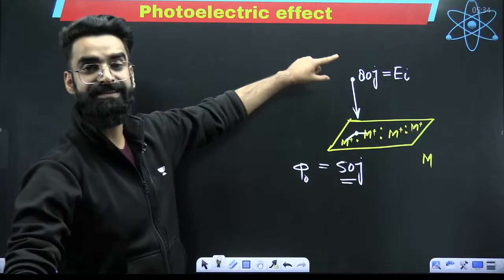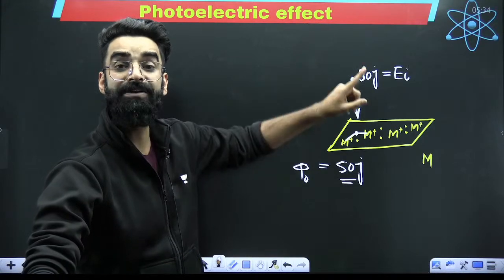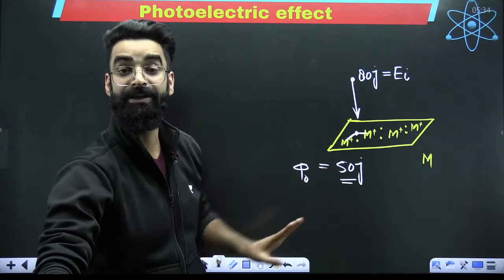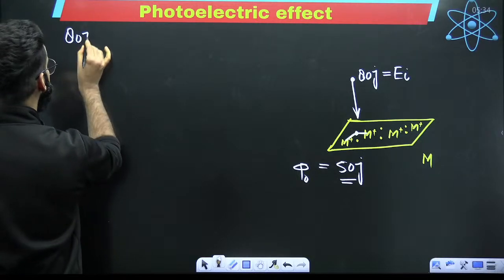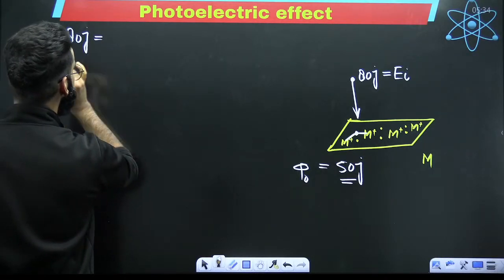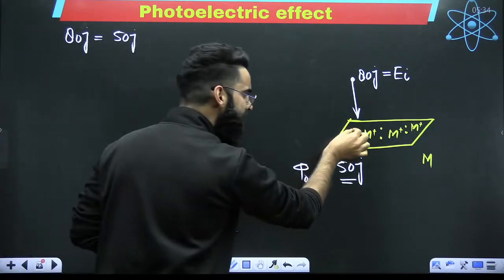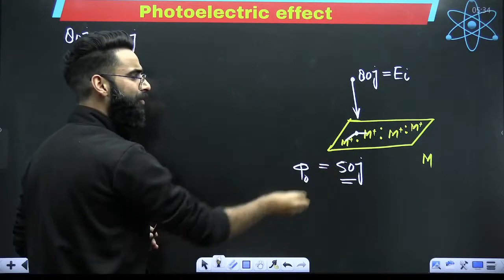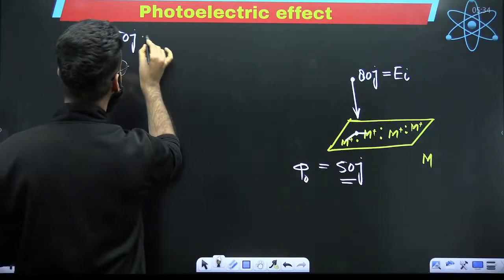So how much is the incident energy carried by the photon? 80 joules. Minimum how much is required to take the electron out? 50 joules. So I'm sending 80 joules to the surface. Out of 80 joules, 50 joules is required to set free this electron, to take the electron out. What about the remaining energy? Remaining energy is 30 joules.